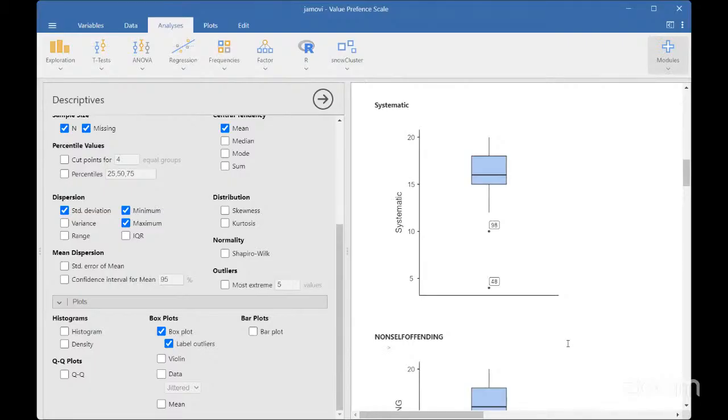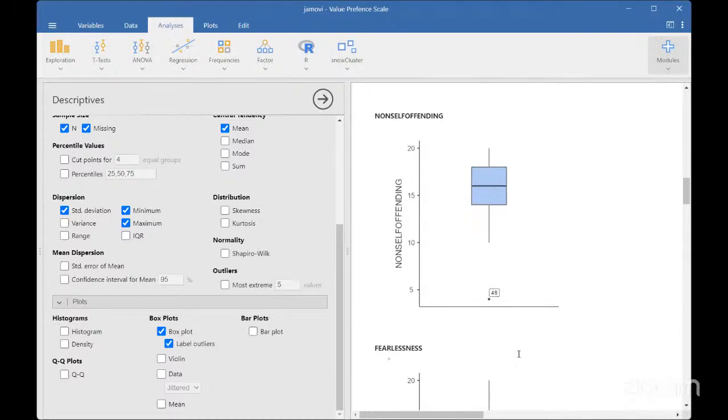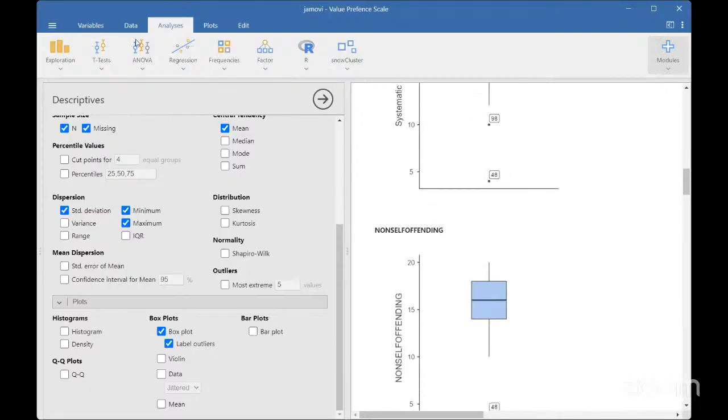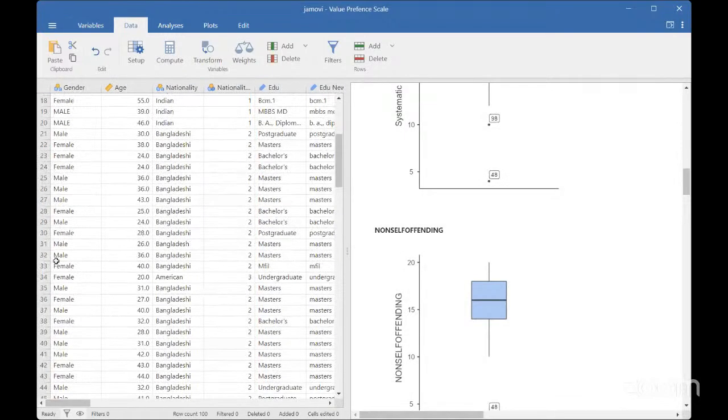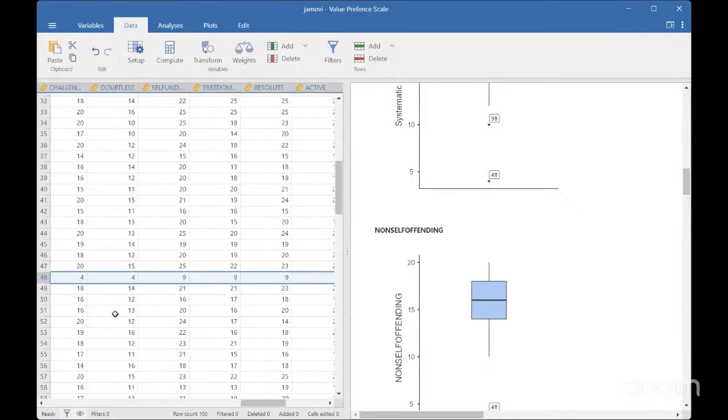Now you go to the non-self-offending. You will find there is the 48 number individual. This individual score is always low. So we have to check what is the score distribution of 48. So Smita, you go to the data and check the 48 number individual, what is happening there.